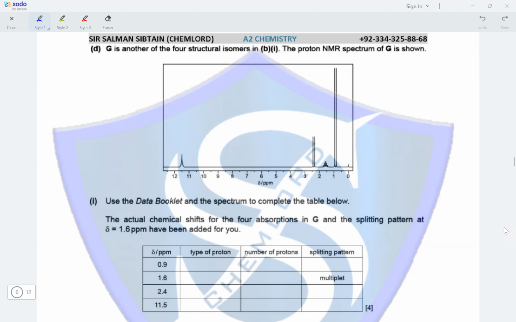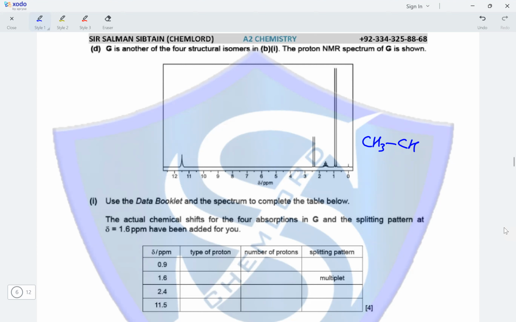G is another of the four structural isomers in B1. The proton NMR spectrum of G is shown. So here we've got a peak that is splitting into two that belongs to a CH3 group next to a CH group. Then we've got another peak that belongs to an environment that is next to multiple hydrogen atoms because it is a multiplet.